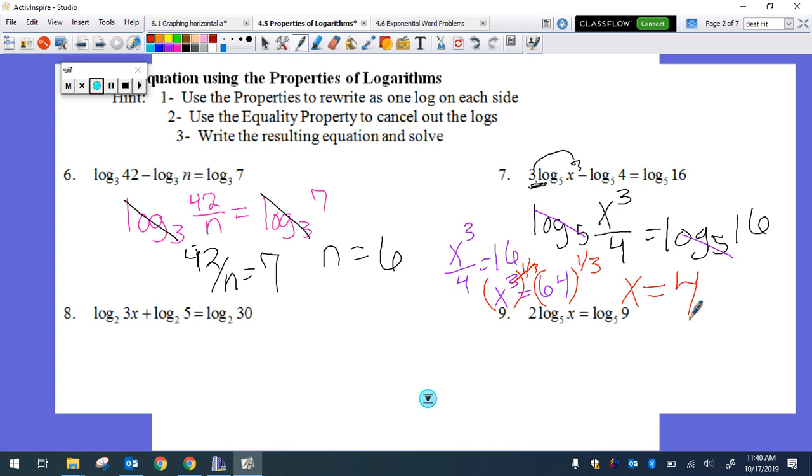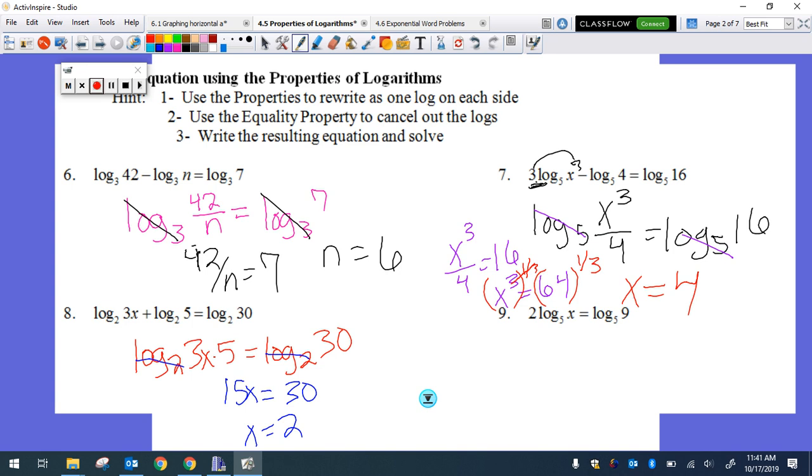All right, let's do another one. I still have log base 2. I got 3x. Remember, plus really means multiply. So I'm going to multiply by 5 equals log base 2 of 30. Both sides have a log base 2, so I'm going to be able to cancel those out. So 3x times 5 is really 15x equals 30. Divide by 15 and x is 2.